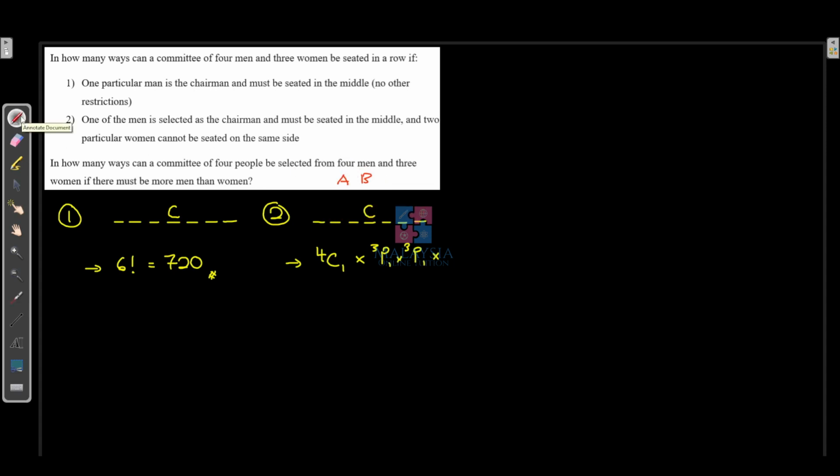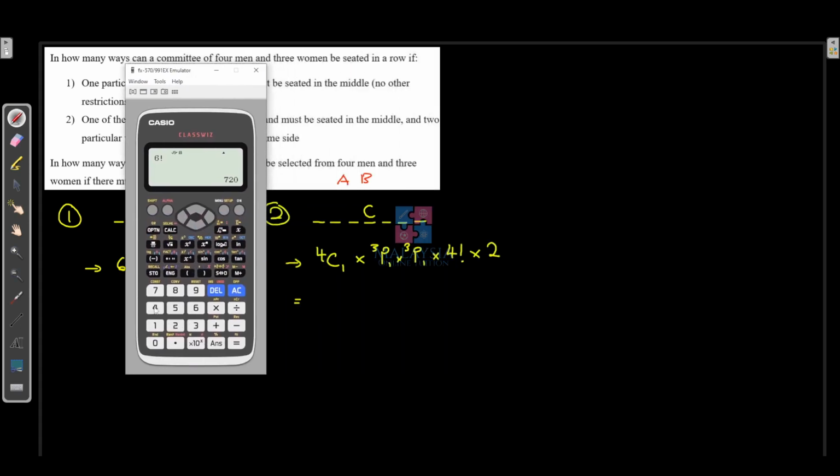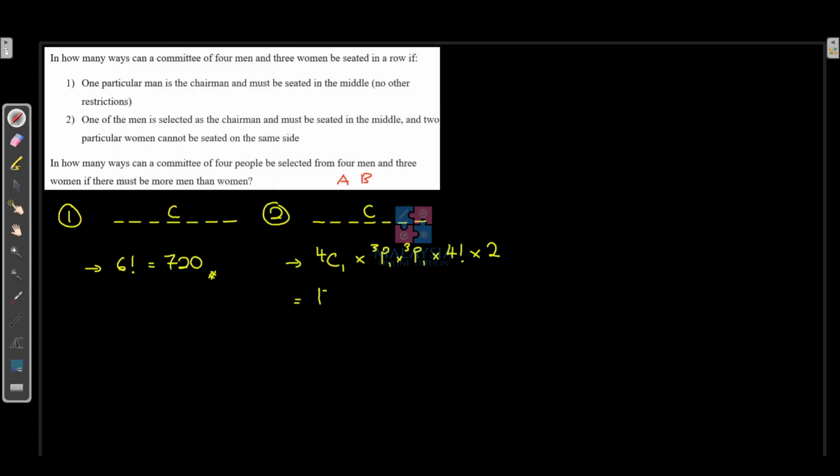But later. Before we multiply by 2, we need to consider the remaining 4 people. We already considered the arrangement of the chairman in the middle and the 2 particular women. So for the 4 remaining people, there are no other restrictions. So 4 factorial, just like that. So what's the answer here? 4C1 is 4, 3P1 is 3, times 4 factorial, and then times 2. So the final answer is 1728. So that's all for question number 4, part 2.